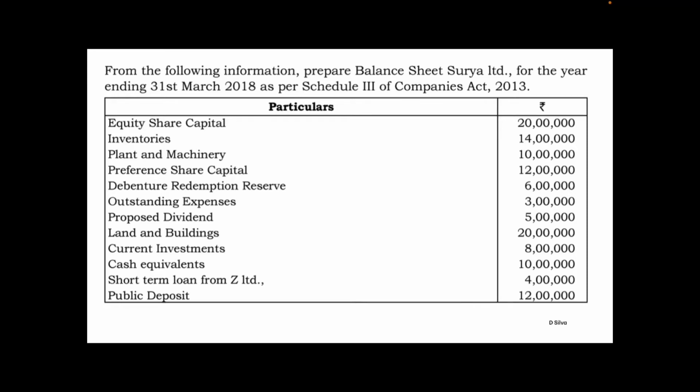Hello students, from the following information, prepare balance sheet of Surya Limited for the year ending 31st March 2018 as per Schedule 3 of Companies Act 2013. Equity share capital 20 lakhs, inventories 14 lakhs, plant and machinery 10 lakhs, preference share capital 12 lakhs, debenture redemption reserve 6 lakh, outstanding expenses 3 lakh, proposed dividend 5 lakh, land and building 20,000, current investments 8 lakh, cash equivalents 10 lakhs, short term loan from Z Limited 4 lakh, public deposits 12 lakh.